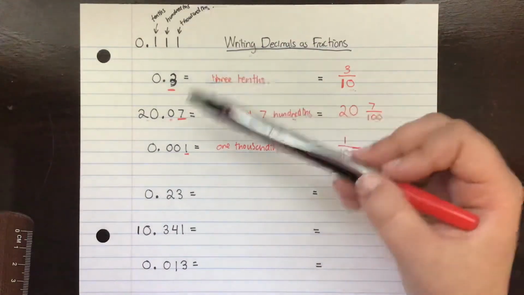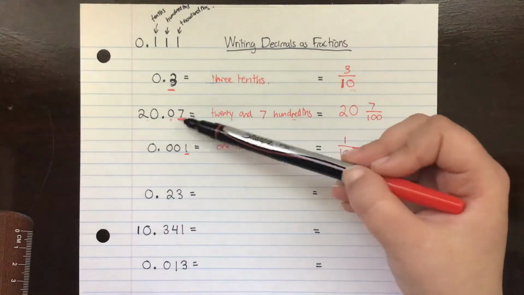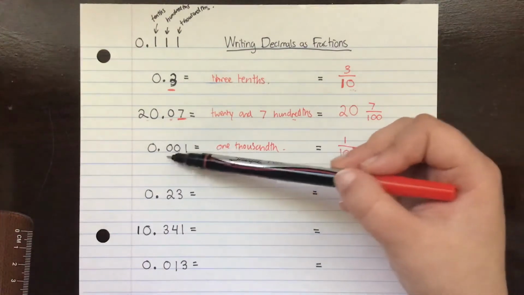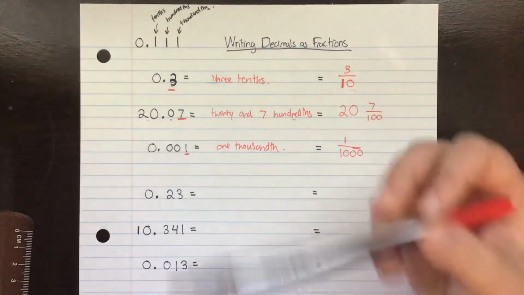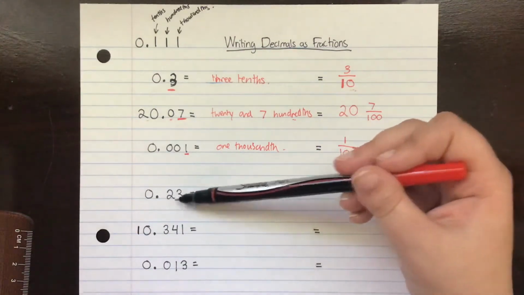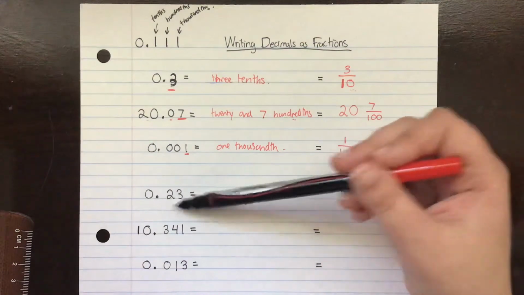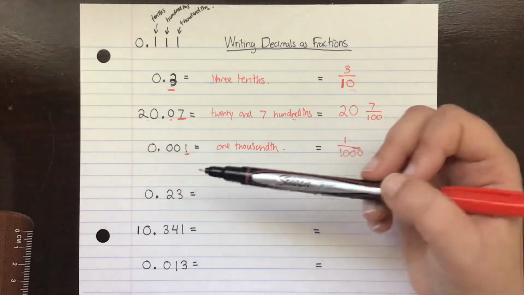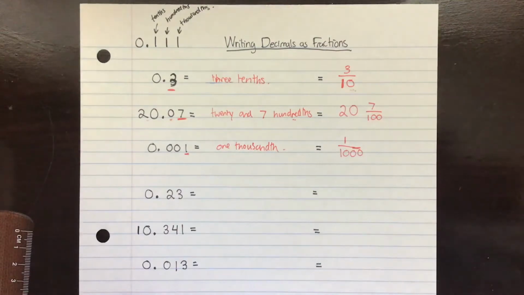Now these three are fairly straightforward, fairly simple, because they only have a position in either the tenths, the hundredths, or a thousandth. This one only has it in the hundredths, there's nothing in the tenths. This one only has it in the thousandths, there's nothing in the tenth or hundredth. It gets a little bit more complicated when you have numbers in 2 different decimal places at once. So if I wanted to say this number, I could say 2 tenths and 3 hundredths, but then it's going to look a little bit weird.